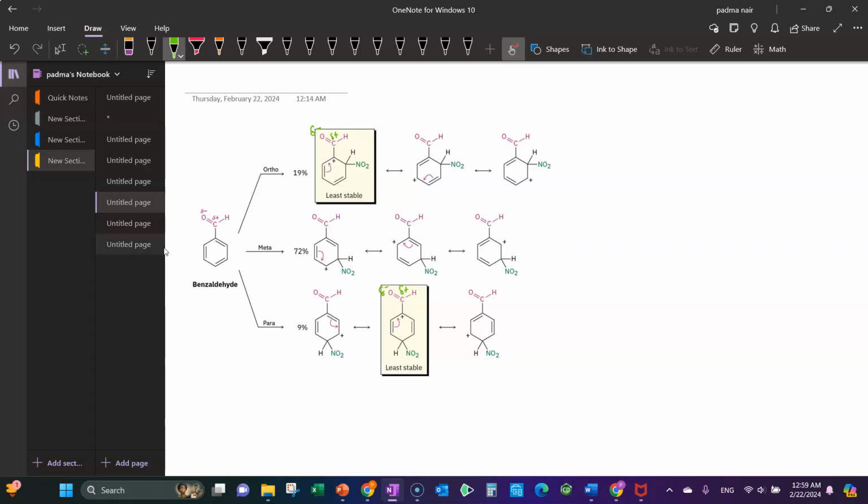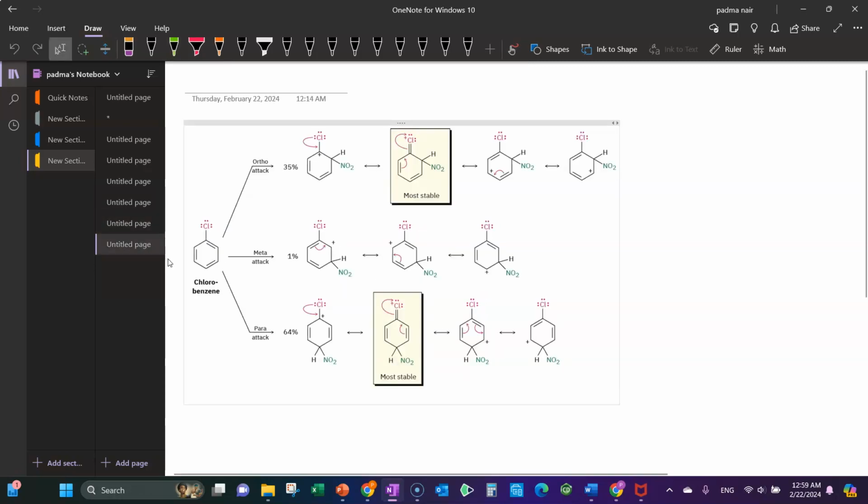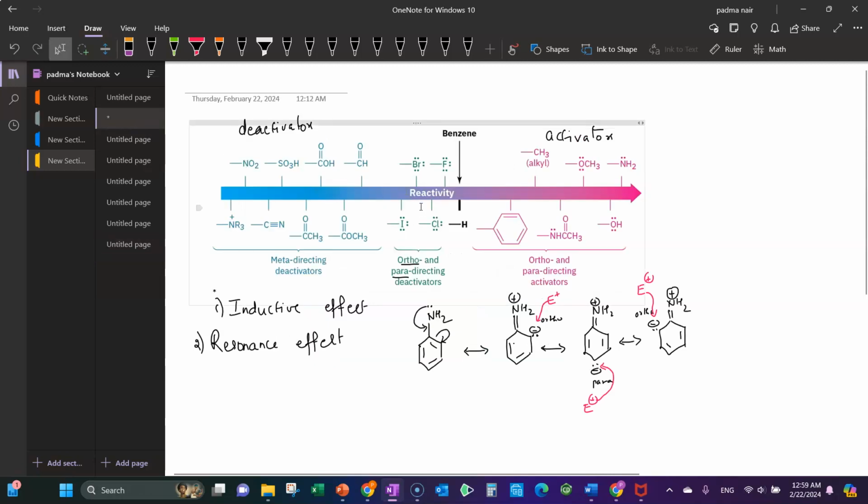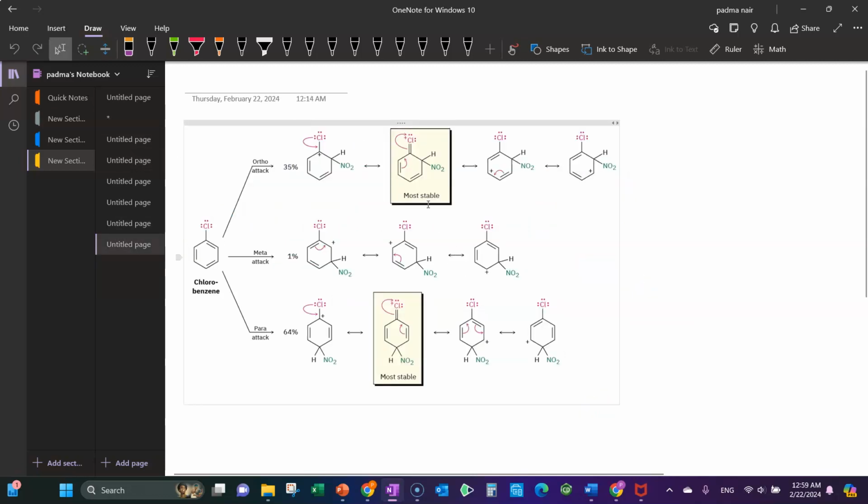So these are the different ways by which you can explain the directing effects of different groups. Okay. Now halogens, if you go back to this page and see, halogens are an exception. They are deactivators by inductive effect. However, because they are electronegative, they kind of drain out the electron density from the benzene ring, so they're deactivators, but they are ortho and para directors by the phenomenon of resonance.